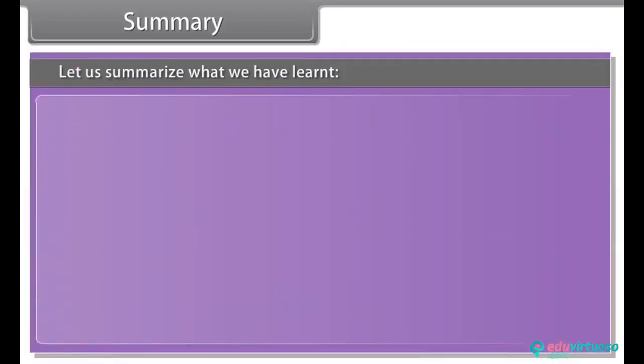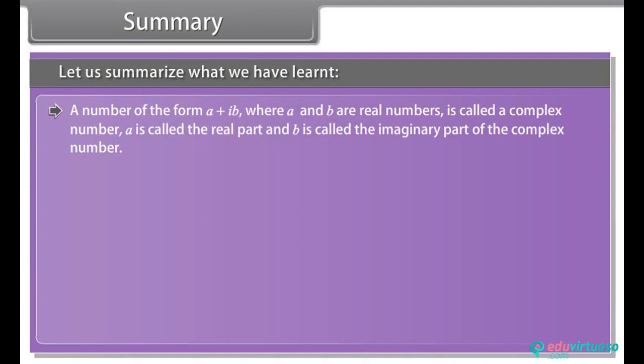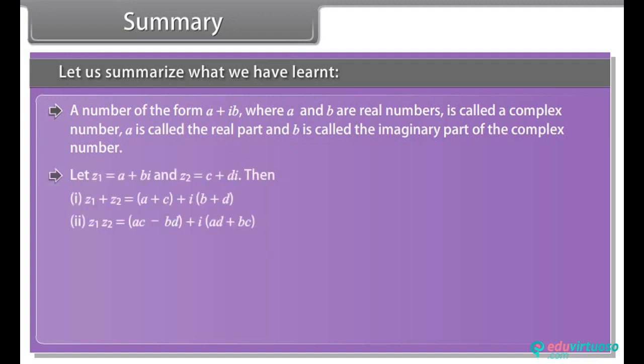Summary. Let us summarize what we have learned. A number of the form a plus b iota, where a and b are real numbers, is called a complex number. a is called the real part and b is called the imaginary part of the complex number. Let z1 is equal to a plus b iota and z2 is equal to c plus d iota.